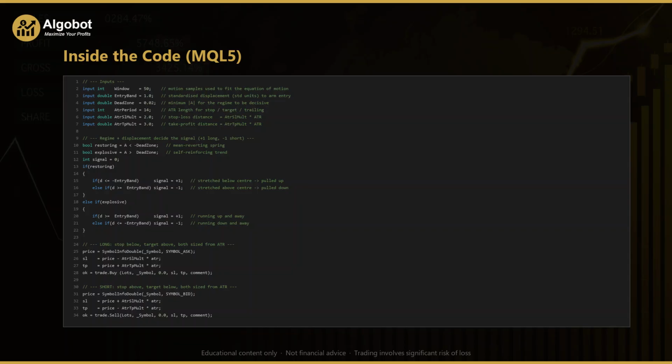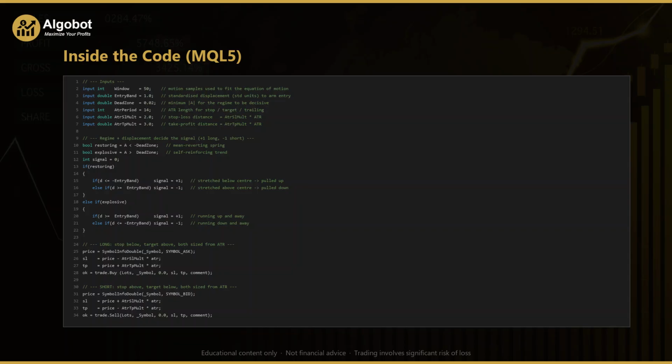Inside the restoring branch, if the standardized displacement D falls at or below minus the entry band, the signal is set to +1, a long, because price is stretched below center and should be pulled up. If D rises to or above the entry band, the signal is -1, a short. In the trending branch, that mapping flips, so price running up and away arms a long and price running down and away arms a short.